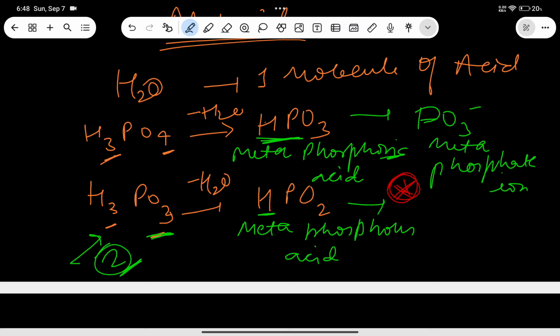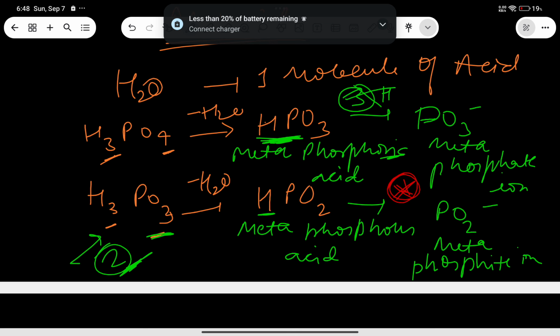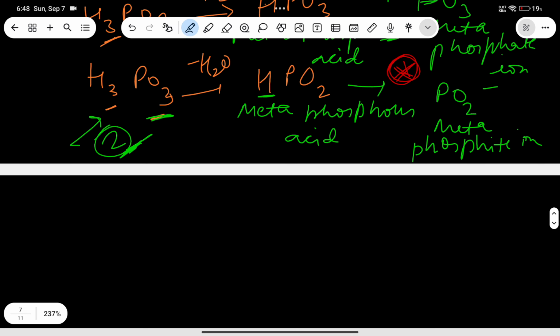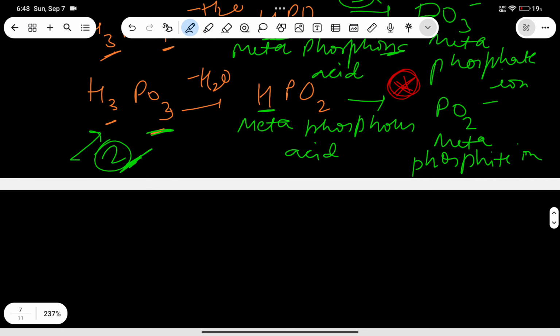There's a possibility to remove 2 of them, right? But we can remove one also. For example, here there was a possibility to remove 3 hydrogens, but we remove only one. So it can be formed, PO2 minus, and it will be the metaphosphide ion. Alright, so I think I've covered everything.